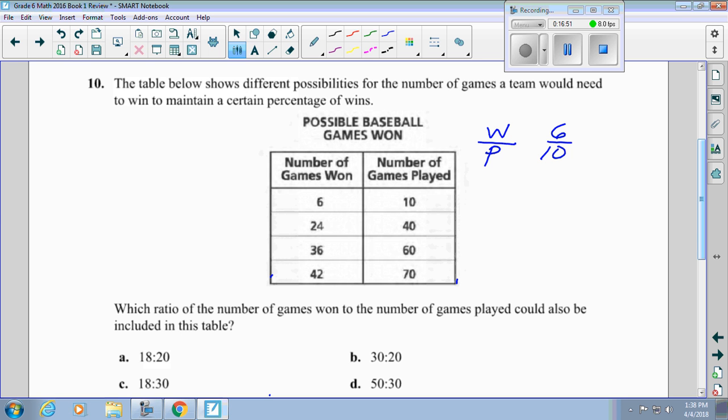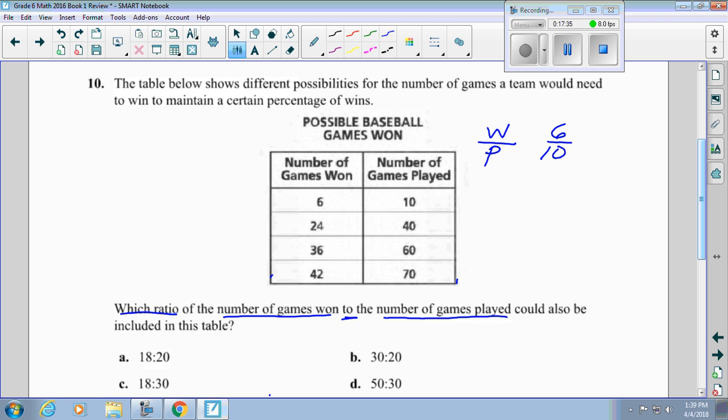The table below shows different possibilities of the number of games a team would need to win to maintain a certain percentage of wins. Which ratio of the number of games won to the number of games played? So they want games won first, right? They want the number of successful games to the number of games played. And that order is very important. We talked about how ratio order is super important because they're not interchangeable. Saying you won 6 out of 10 games is not the same thing as saying you won 10 out of every 6 games, which is quite impossible to do. So anyway, let's get back to this.